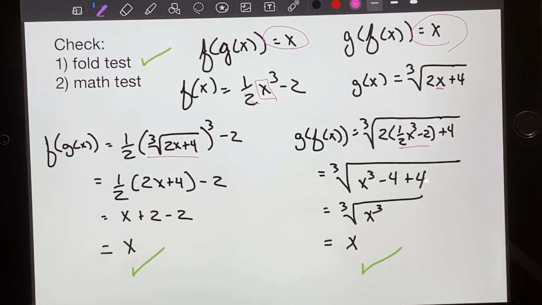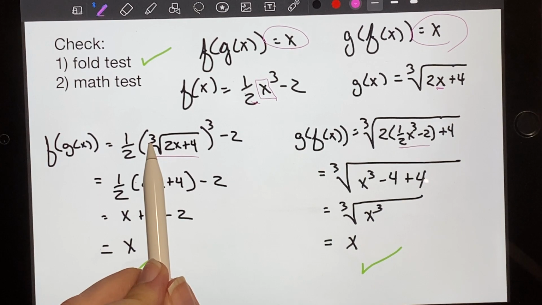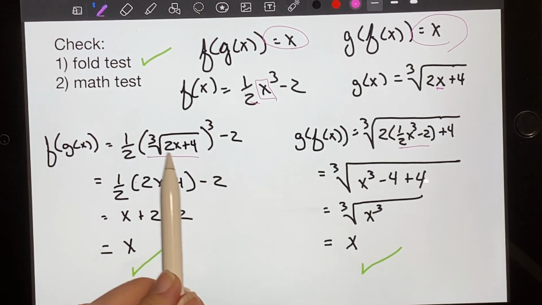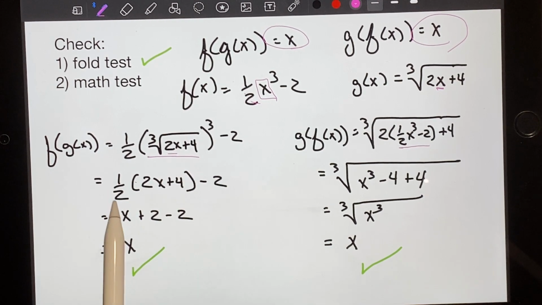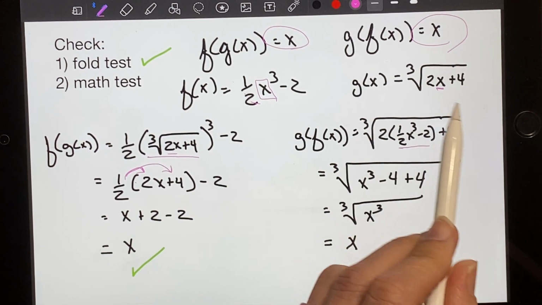And now we just use all the rules that we've been learning in 7.1 and 7.2 and 7.3. And we say for this one, I have a cube root and the whole thing is cubed. So those cancel each other out, and I'm simply left with what's underneath. 1/2 times 2x plus 4. This we can reduce as we distribute our 1/2 throughout our little binomial and get x plus 2 minus 2, and that gives us x. So then let's go back over here.